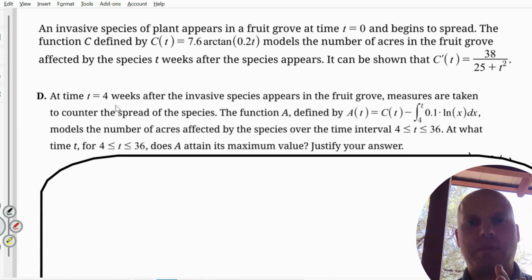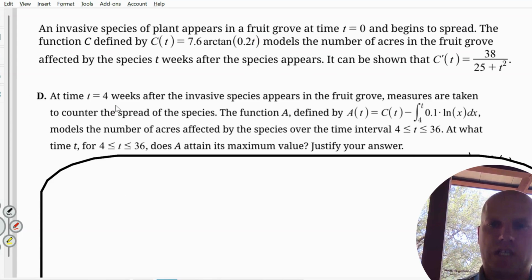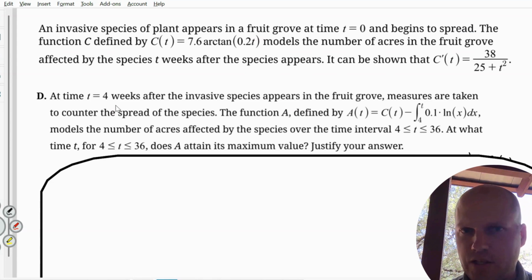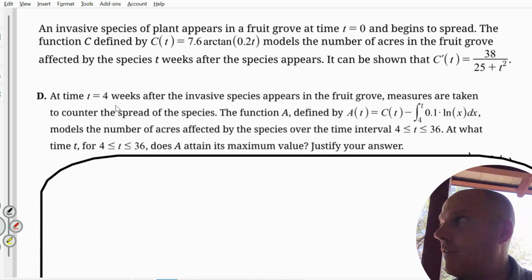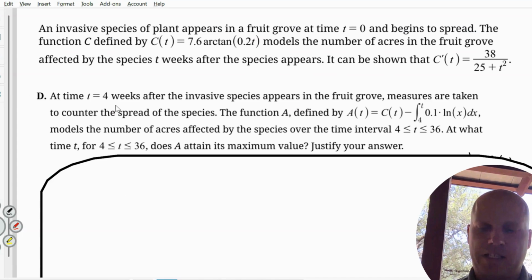This question bothered me the most, and I'll tell you why. So we have this function A that's defined by the amount of acres minus this accumulation of this thing. They are saying this is a new function A that we are going to use from 4 to 36. And the question is, when does A attain its maximum value?